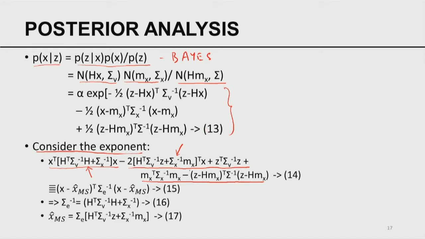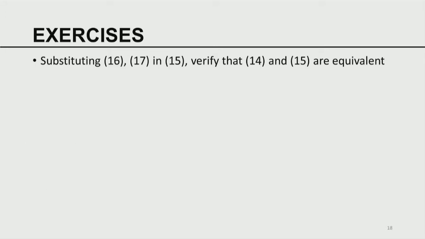The exponent in 3 can be simplified as 14. After completing the perfect square, 14 becomes identically equal to this, where Sigma_e inverse is given by this and x_ms is given by this. So you can verify by substituting 16 and 17 in 15 that 14 and 15 are equal. There is a good amount of algebra involved here, and since our aim is to indicate all the major steps, we are going to leave the algebra for the reader to verify. I think it is absolutely essential for anyone who wants to understand these derivations thoroughly to go through the details of all the simplifications.